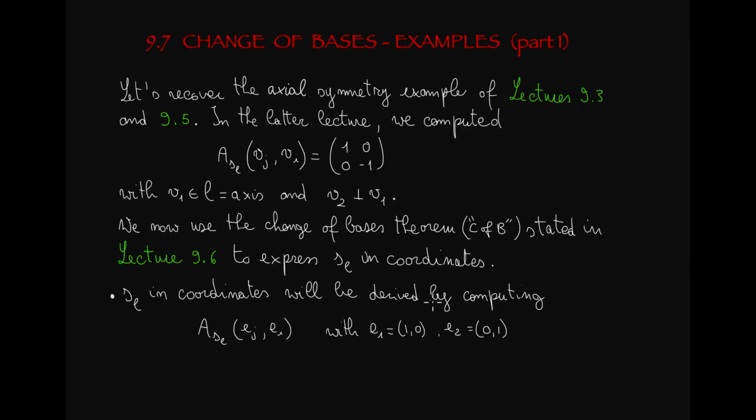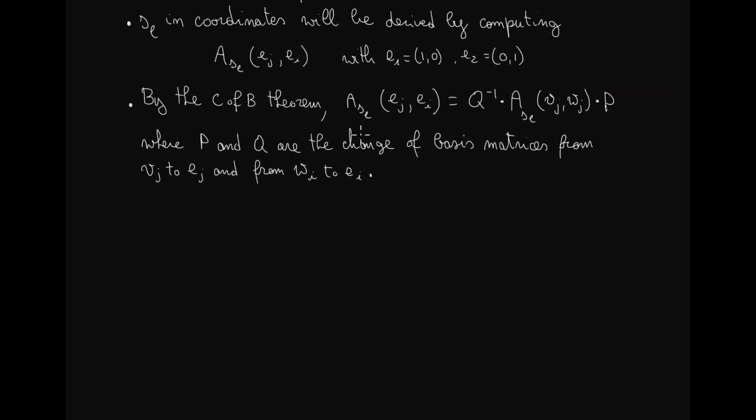SL in coordinates will be derived by computing the associated matrix with respect of the canonical basis of the domain and the codomain. This has been shown to be equivalent to finding the expression in coordinates in lecture 9.6. By the change of bases theorem, the associated matrix to SL with respect of the canonical basis can be derived from the associated matrix with respect of the bases Vj and Wj. They were the same basis of the domain and the codomain.